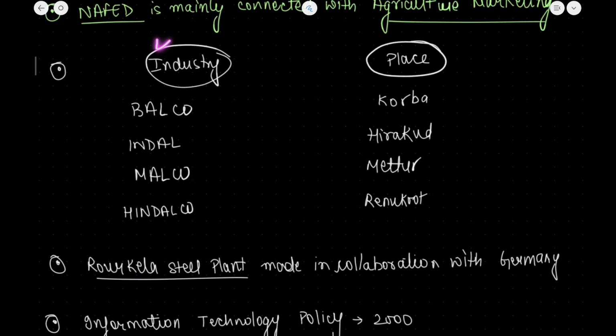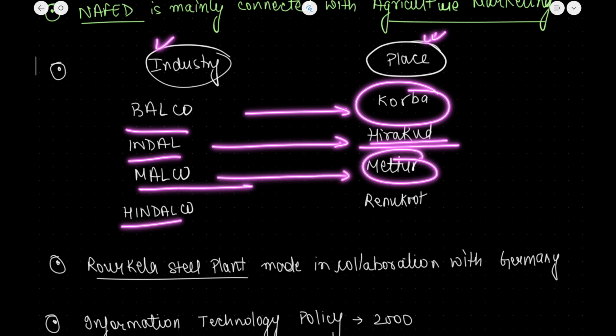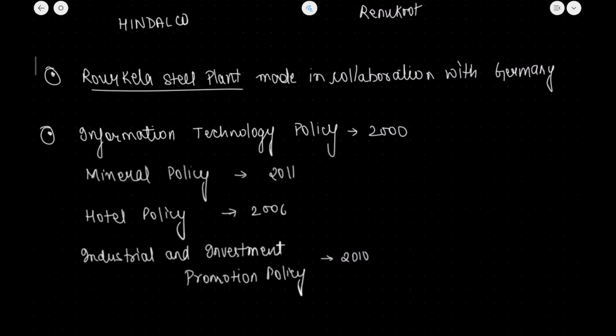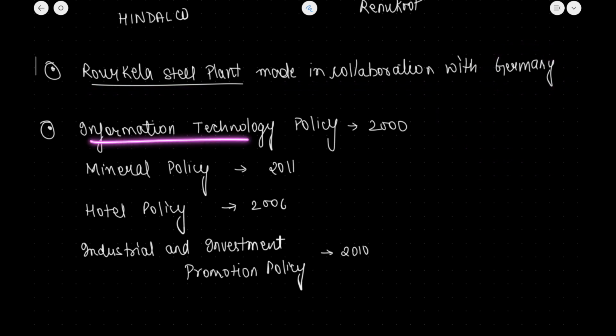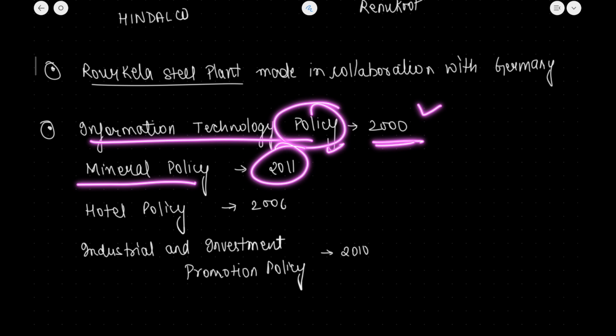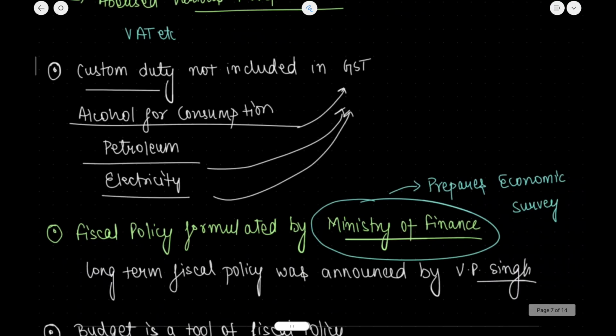Now, there are different industries and their places. Balco is there in Korba, Indal is there in Hirakud, Malco is there in Mettur, and Hindalco is in Renukoot. Rourkela steel plant was made in collaboration with Germany, whereas the Barauni thermal plant was made with the collaboration of Russia. Other than that, the information technology policy was introduced in 2000, mineral policy in 2011, hotel policy in 2006, and industrial and investment promotion policy in 2010.